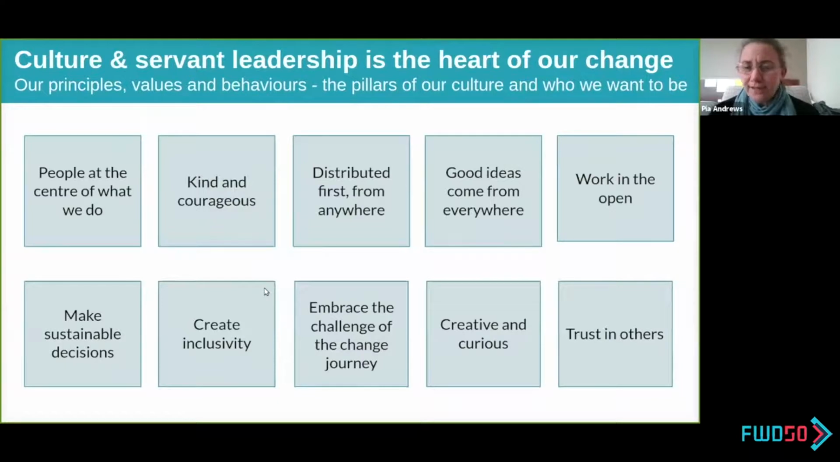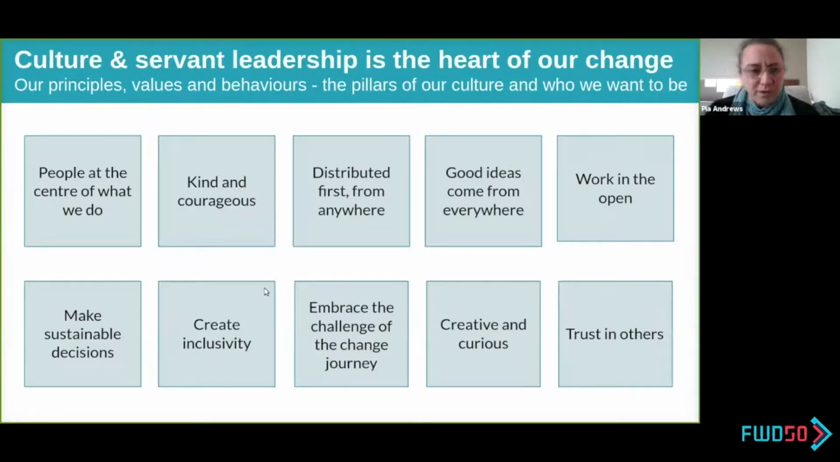We want to make sure that good ideas can come from anywhere and everywhere. So everyone in the team is empowered to raise their voice, to raise their ideas, to bring not just their role and position and expertise, but their experience and their connections and their creativity and their passion to this role.